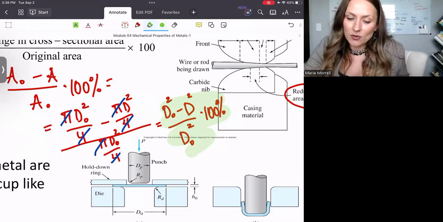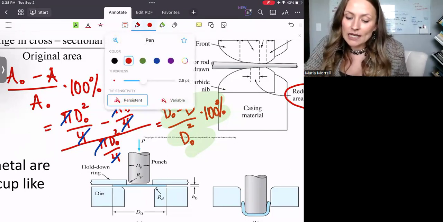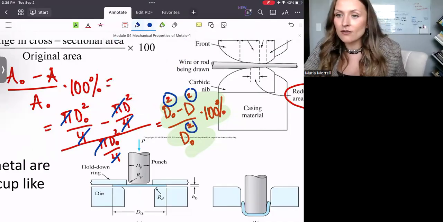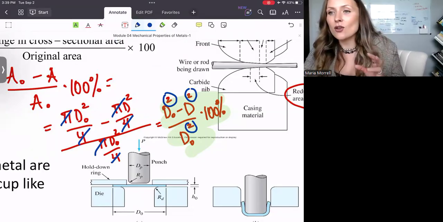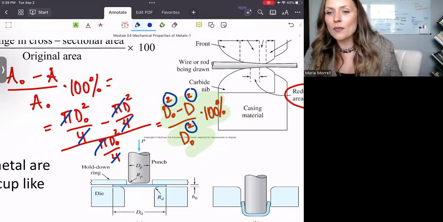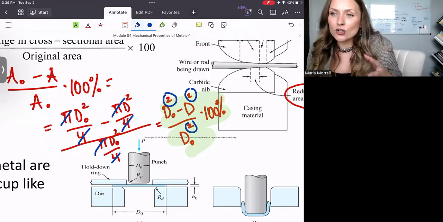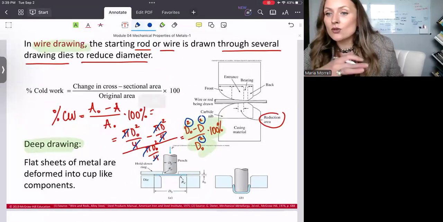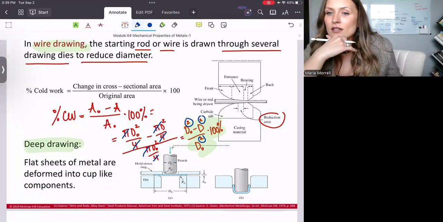So please keep in mind that this is important, because if you skip it by accident, and this happens a lot, and I understand where the mistake comes from, the solution would be off. The reason we're using squared diameters there is because we are looking into the reduction in cross-sectional area.